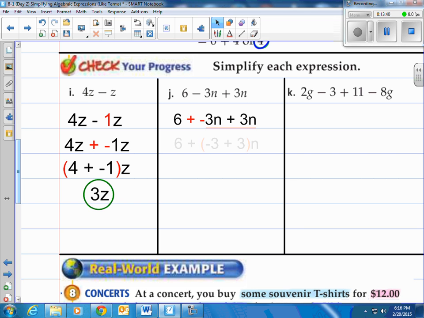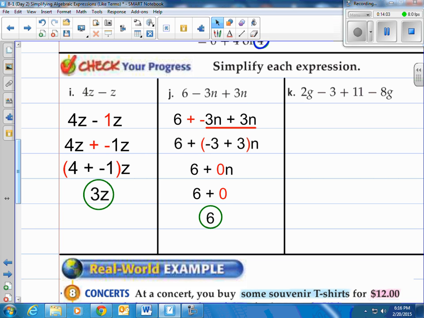I notice these n's go together, so I'm going to put those coefficients together. The n's go together, so add up negative 3 plus 3. Well, hey, that's 0. And 0 times n, 0 times anything is 0. So that's just 6 plus 0, so we end up with 6. That whole expression simplifies to 6.